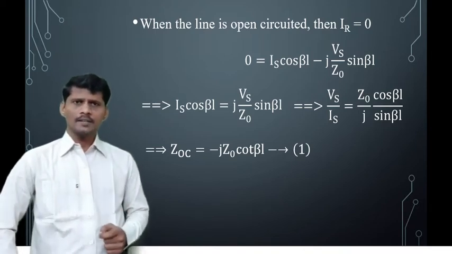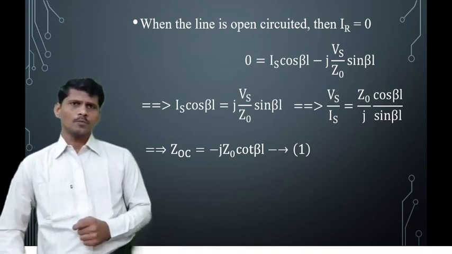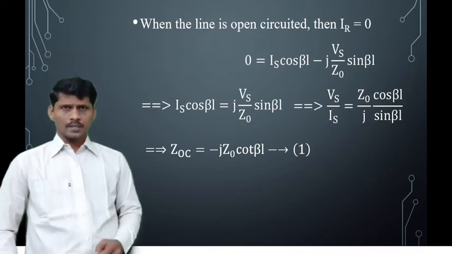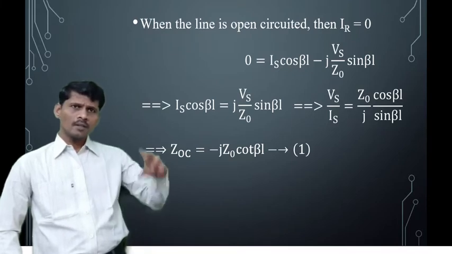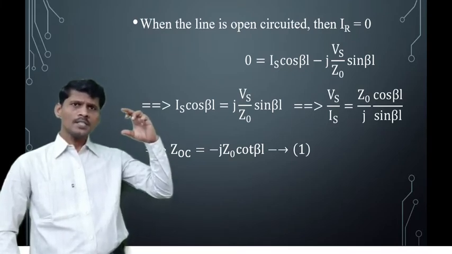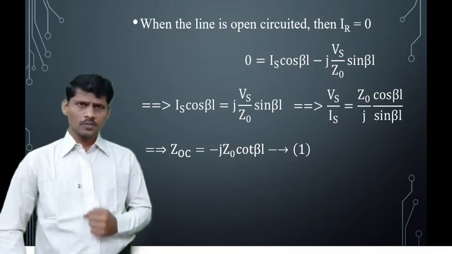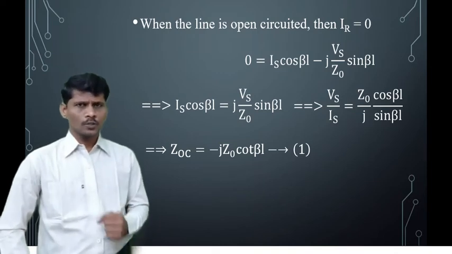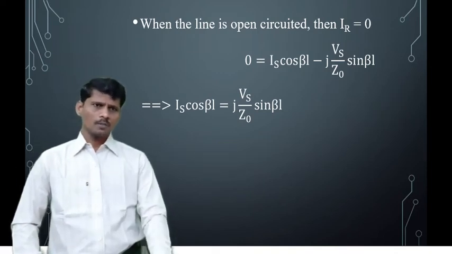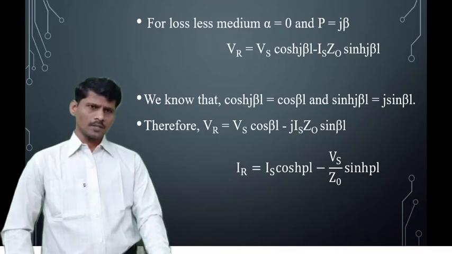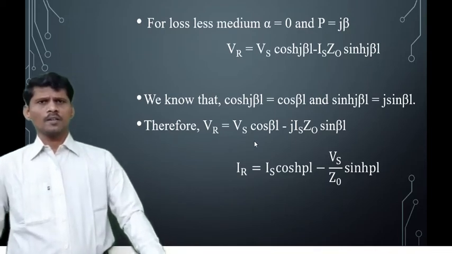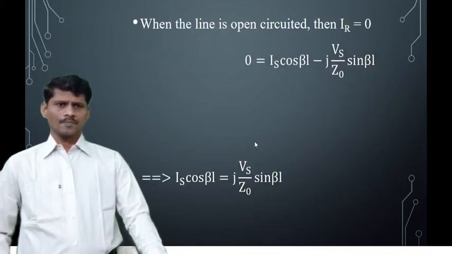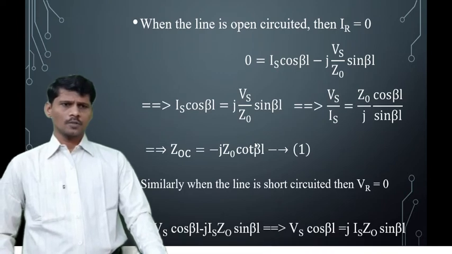Next, calculate the short circuited impedance of a lossless transmission line. The end of the transmission line is short circuited. The voltage across the short circuited transmission line is 0. In this expression, substitute VR is equal to 0. We get the short circuited impedance of a lossless transmission line.